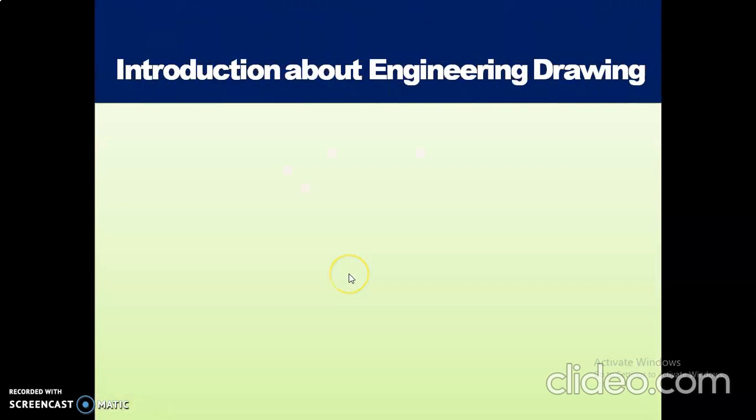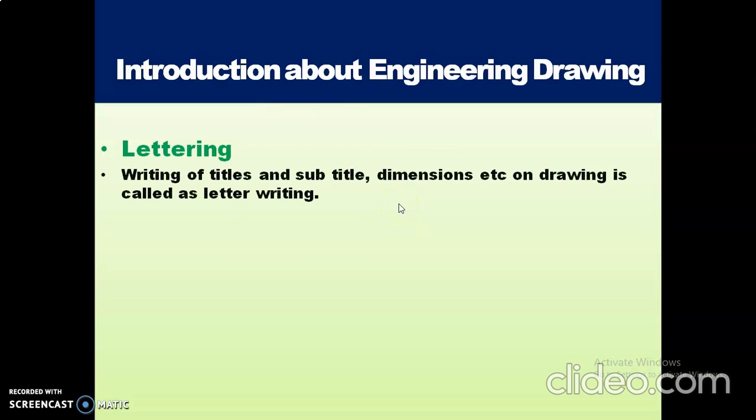So these are the rules generally used for dimensioning. The next topic, the third topic, is lettering. What is lettering? Lettering means the writing of titles and subtitles, dimensions, etc. on the drawing.